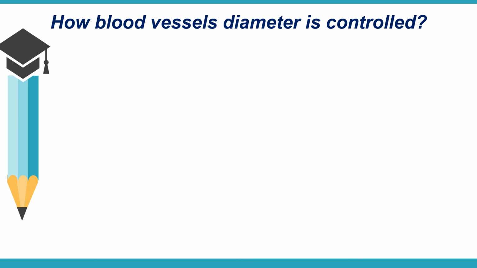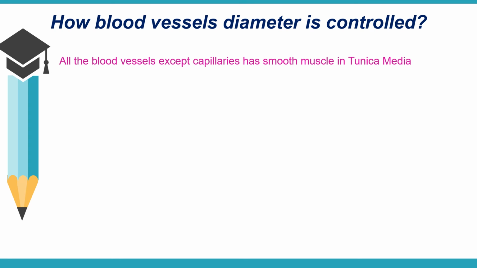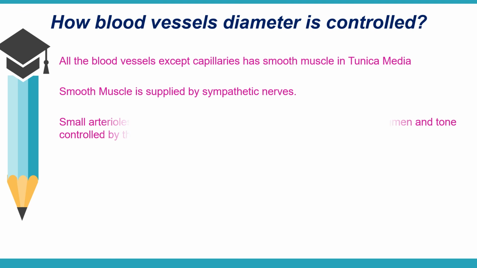How is the blood vessel diameter controlled? All the blood vessels except the capillaries have smooth muscle in the tunica media. Smooth muscle is supplied by the sympathetic nerve. There is no parasympathetic nerve supply to the smooth muscles.